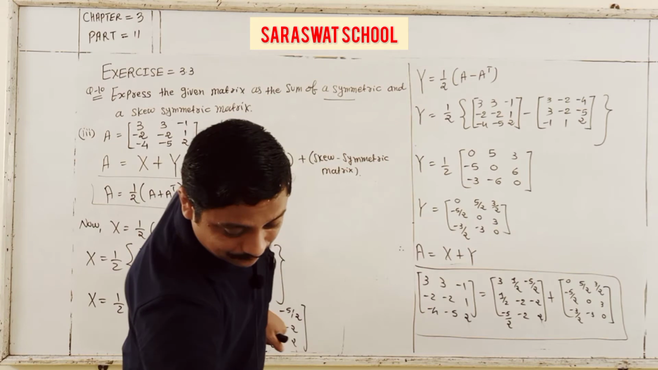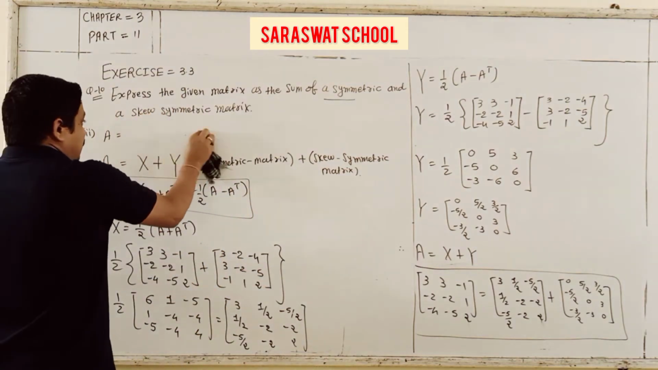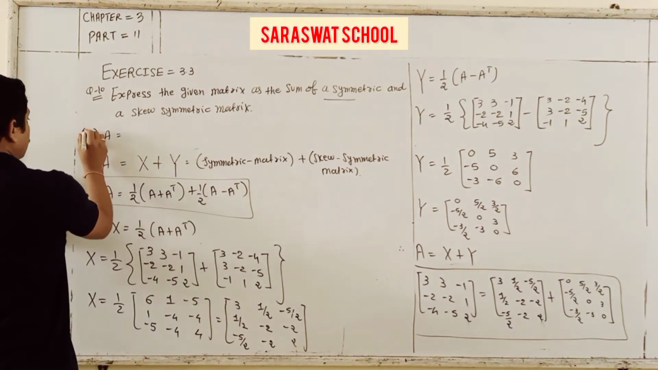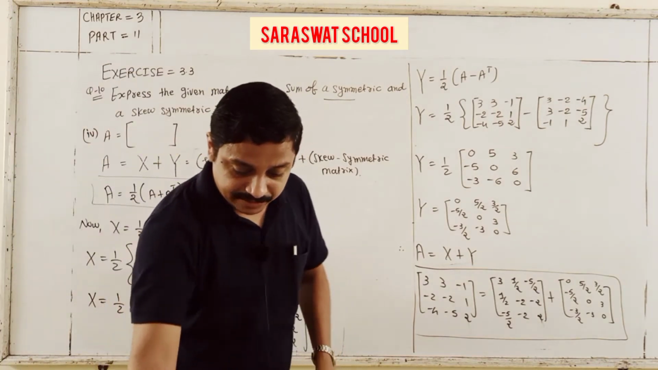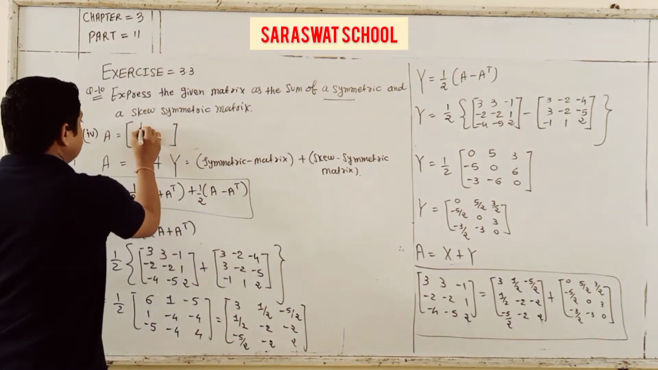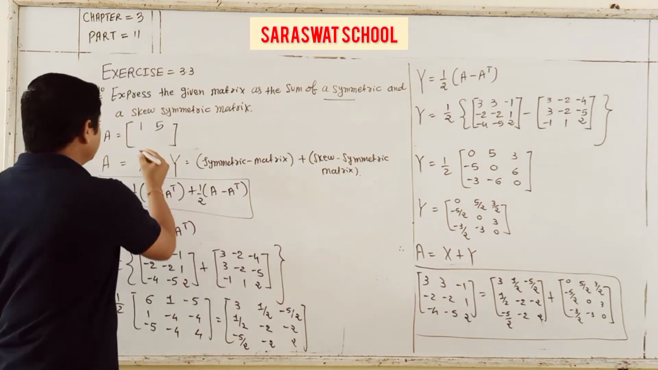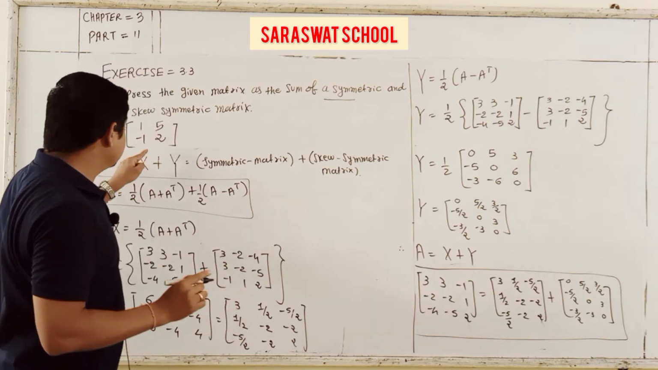Now I am going to the 4th question. Again represent the same as a sum of a symmetric matrix and a skew symmetric matrix. 1, 5, and second 1, 5, minus 1, 2. Again check 1, 5, minus 1, 2. So this is the same.